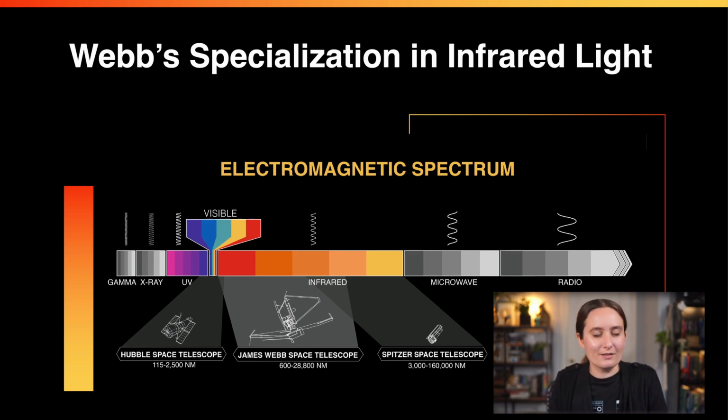The fancy word you can see right here is called the electromagnetic spectrum. You can use that to impress your friends. But these are all just kind of different types of light. And Webb specializes in the type of light that goes from the orangey reddy side of the light that our eyes can see all the way into invisible infrared light.